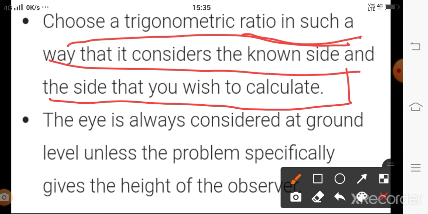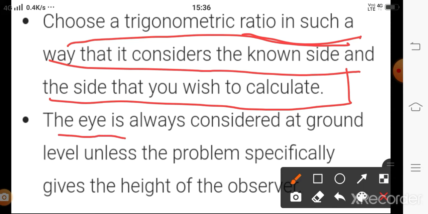If perpendicular is given and hypotenuse we have to find, then we are going to use the t ratio sin theta. Same, if base is given and hypotenuse we have to find, then we are going to use the ratio cos theta. Angle is already given.